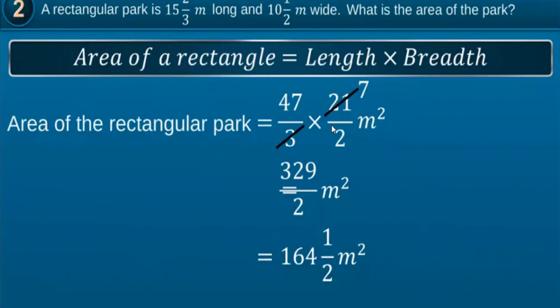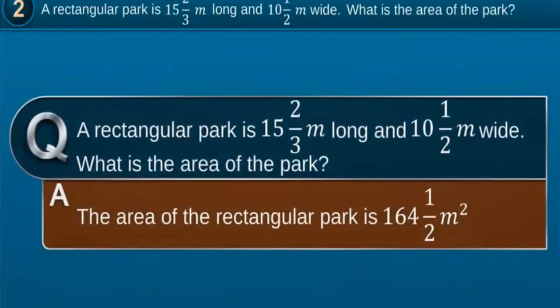Okay, now you have to multiply. In this multiplication, you have common factors. We have 3 in the denominator and 21 in the numerator, and we can divide both by 3. So 3 divided by 3 we get 1, and 21 divided by 3 we get 7. So we will get 47 into 7, that is 329 divided by 2. Now this is an improper fraction, you have to convert it to a mixed fraction. Understood? The area of the rectangular park is 164.5 meters square.